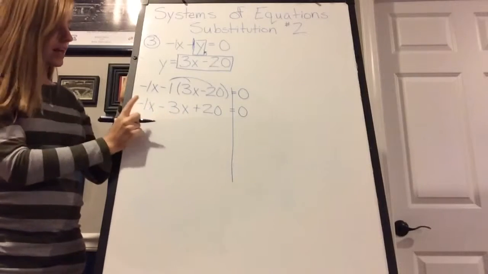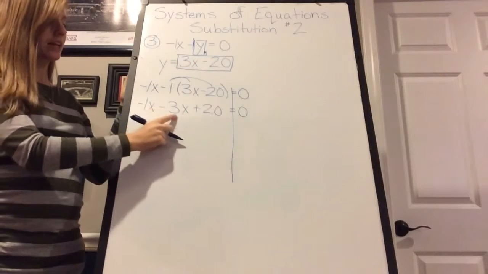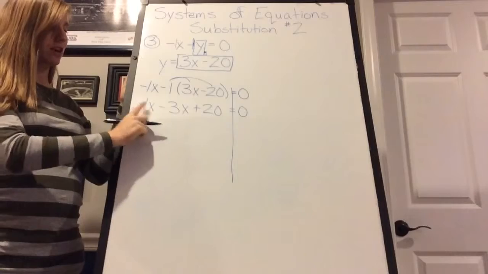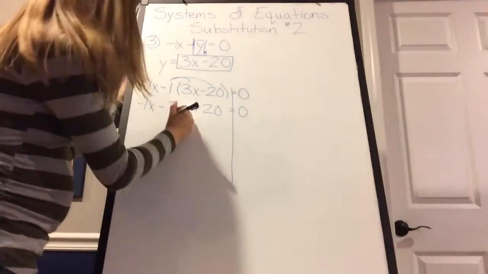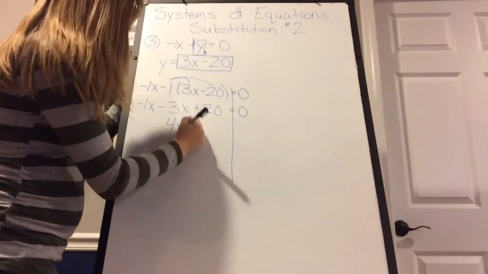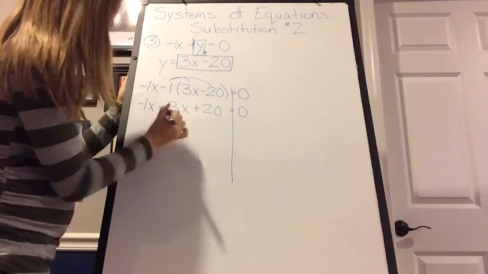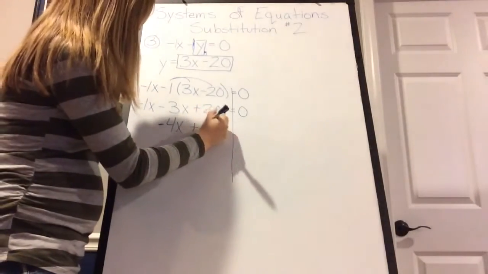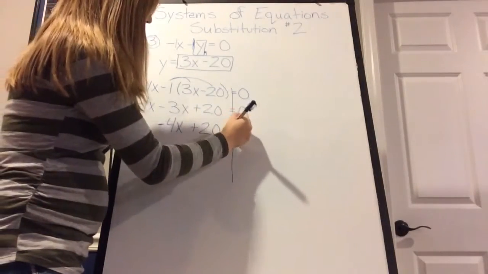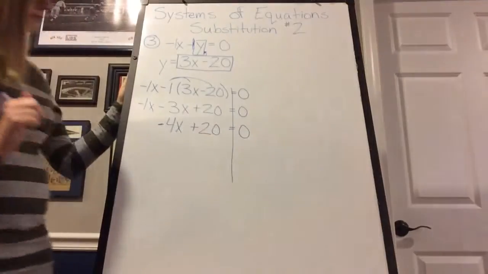So once I've done the distributive property, I have some like terms here that I can go ahead and combine. I have a negative 1x and a negative 3x. The signs are the same, so I actually add these two together. So I'm going to get 4x, and I'm going to keep the sign of the bigger number, so it's negative 4x. The plus 20 just comes down. So does the equals 0.